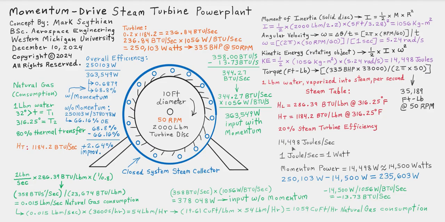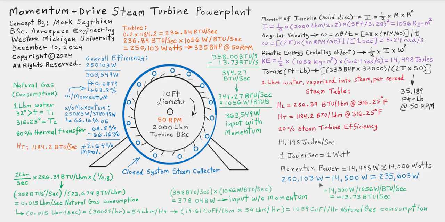So now we can go down here and focus on the 250,103 watts of mechanical power. We can subtract 14,500 watts from this value. So because of that momentum power, it will alleviate how much input power we actually need to put into the unit. So we'll just say that it's a difference of the remaining 235,603 watts, but we're actually adding.